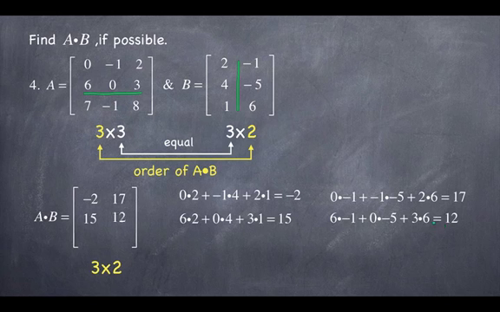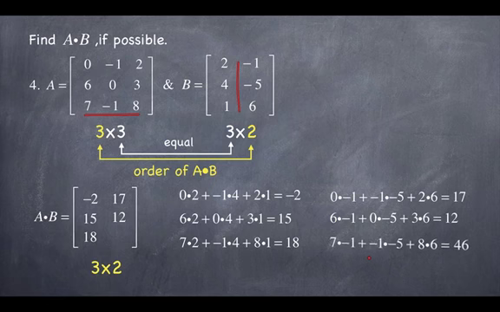I go on to the last row times this column. Perform the operation here, I get 18. So this is my entry, and then the last one is going to be the last row times the second column. Perform the operations here, and I end up with 46.